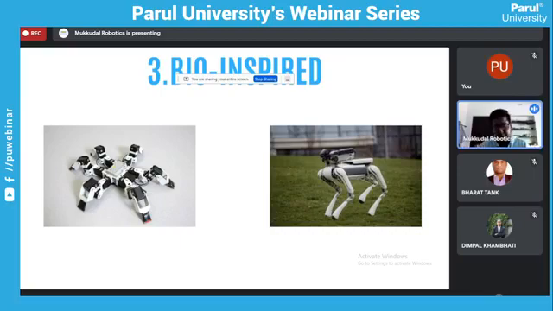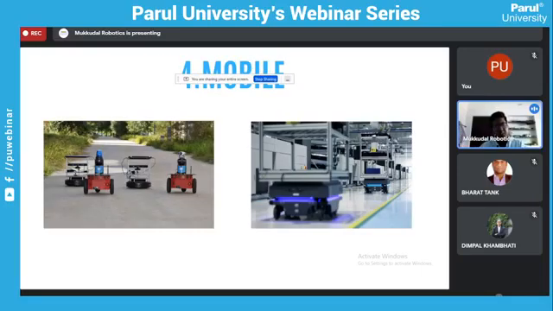It is exclusively meant for spying purposes, and also for research purposes. For research purposes, we go with the bio-inspired robots, and the fourth one will be a mobile robot.